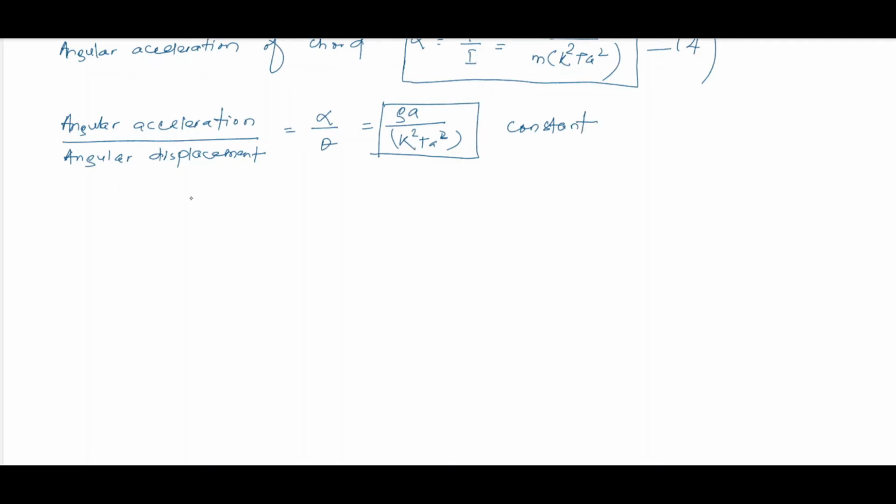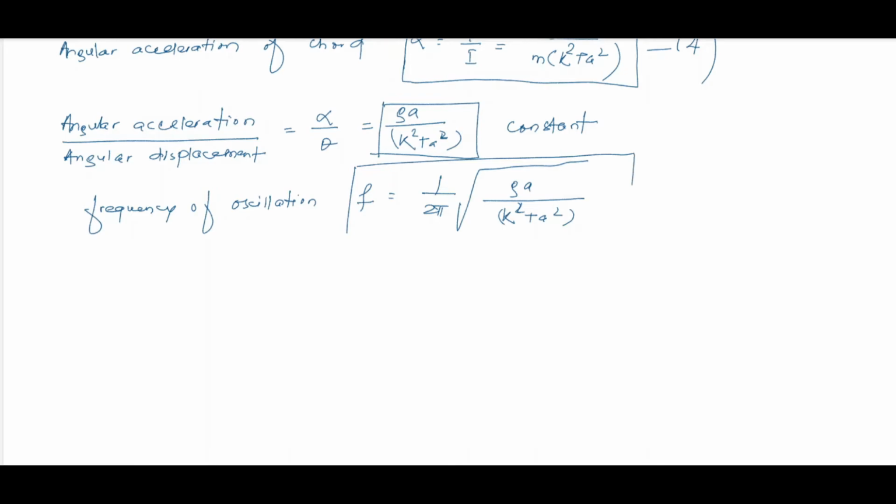So the frequency of oscillation for the compound pendulum will be f is 1 by 2 pi root over ga divided by k square plus a square. So remember this formula for the frequency of oscillation. This is equation 5.